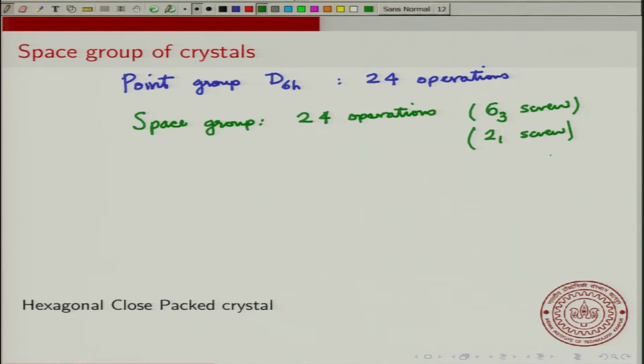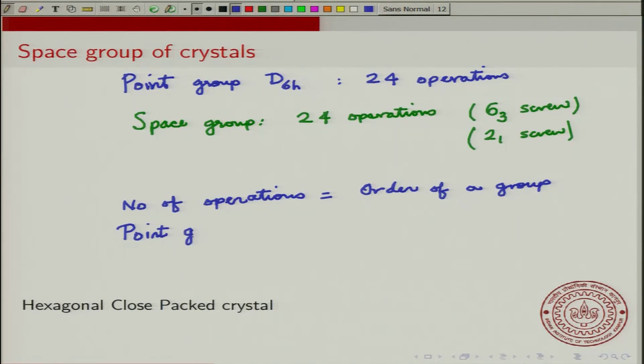Now in general, the number of operations is referred to as the order of a group. So the order of the group is the number of operations in the group. What you will see is that the point group operations form a group within the space group. So we say that the point group is a subgroup of the corresponding space group.